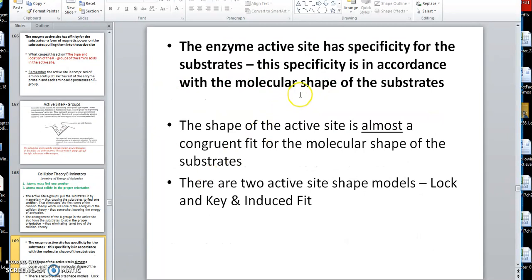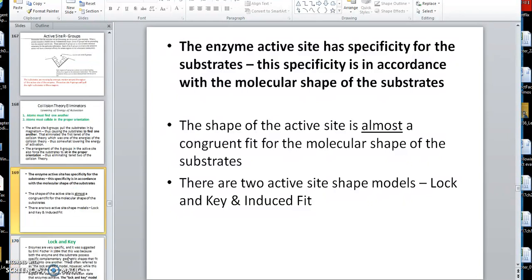The enzyme has specificity. This specificity is in accordance with shape. The shape of the active site is almost congruent with this. Now, almost, A-L-M-O-S-T. The old deal was known as the lock and key model. The new way is called the induced fit. The old was the lock and key. The new is what we call the induced fit model.